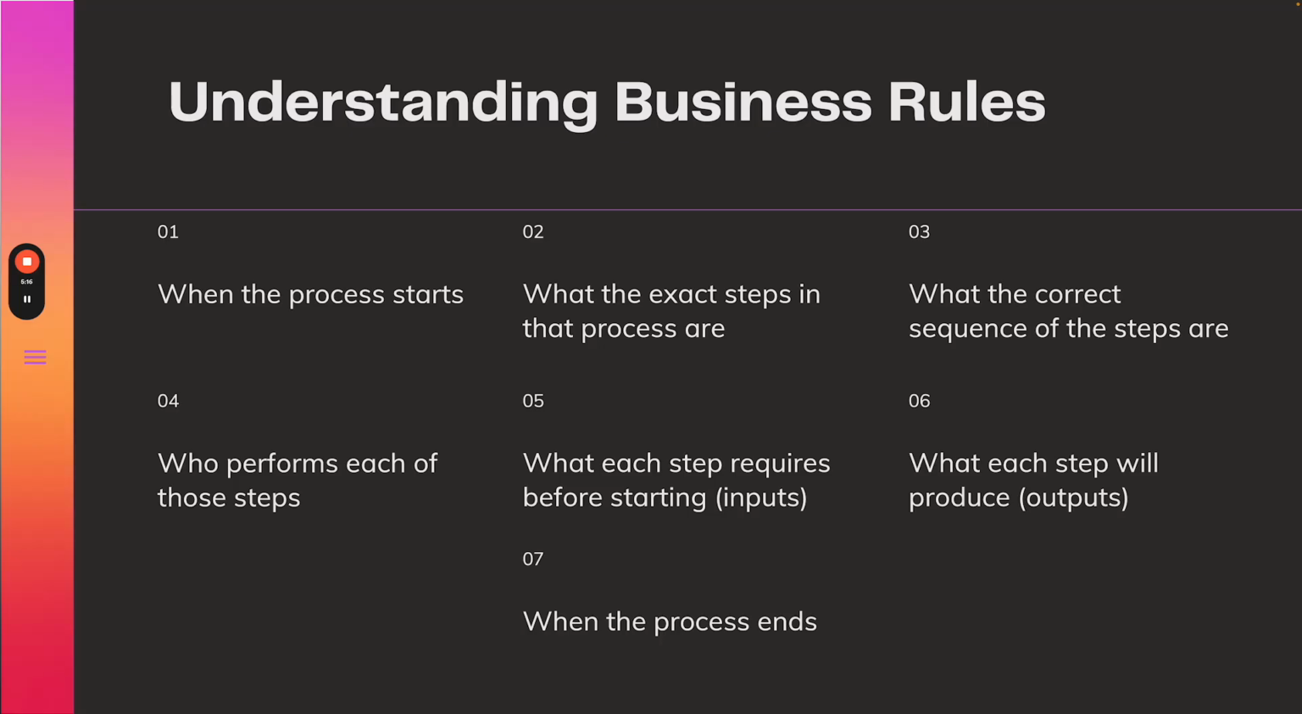Number 4, who performs each of those steps? So again, in our example, it was very simple. But in a properly documented process, you need to think about who will be performing each of those steps. Then number 5, what each step requires before getting started. So what are the inputs to that step? Of course, the input into pouring boiling water into a mug was boiling the water in the first place. And then number 6, thinking about what each step will produce, which are the outputs. And then finally, when the process ends, because it can't go on forever. And you'll see that a little bit later when we look at some of the examples of control structures.